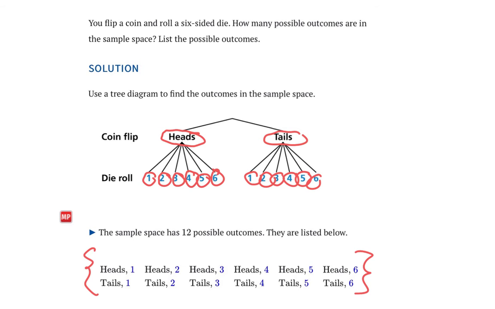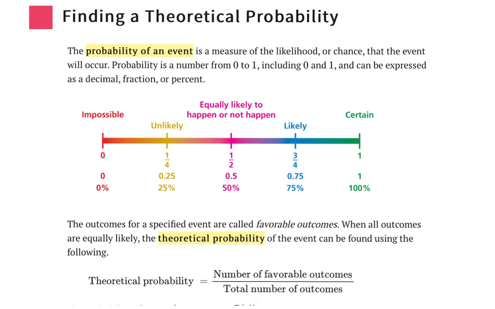Had we done it the other way, we could have done the die roll first. If I roll a 1, I could roll a 1 and then get either a head or a tail. I could roll a 2 and either get a head or a tail. I could roll a 3 and either get a head or a tail. And if I count those up again, I get 12 possible outcomes.